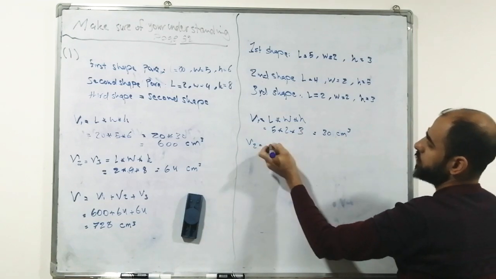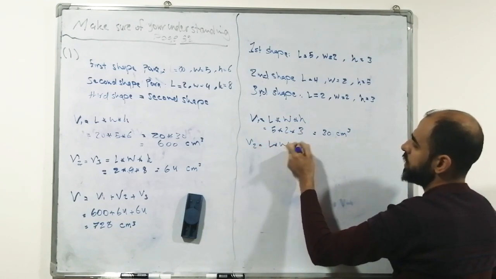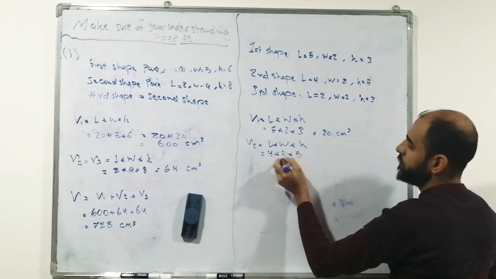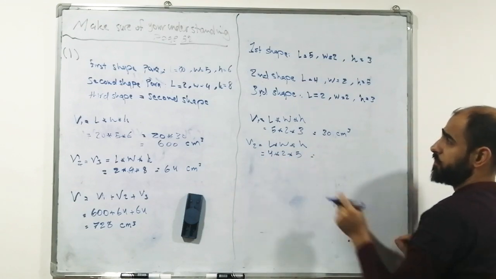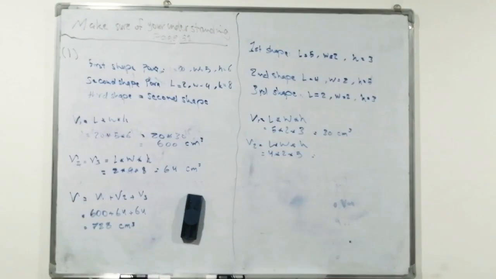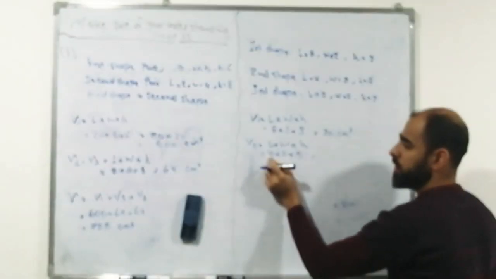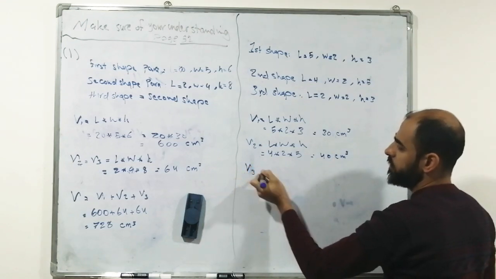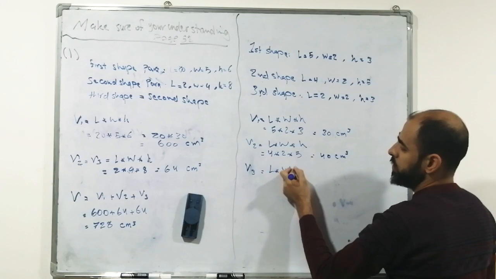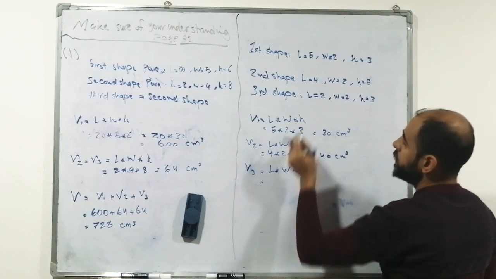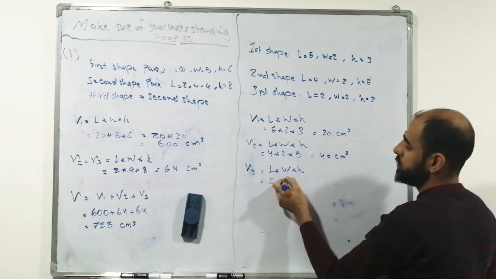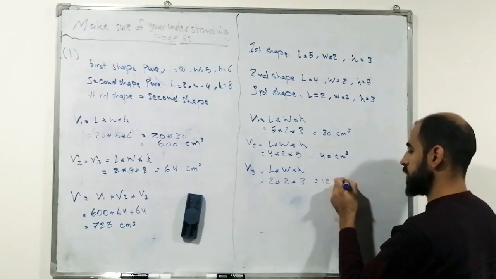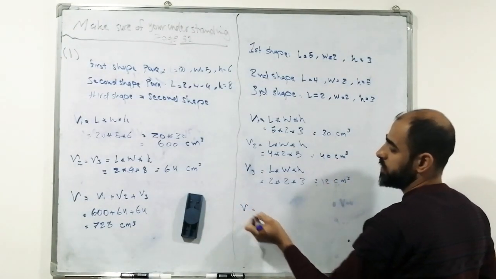The second shape, its volume is length by width by height: 4 by 2 by 5. Now 4 by 5 is 20, by 2 is 40 centimeter to the power 3, which is the volume of the second shape. The volume of the third shape is length by width by height. Length is 2, width is also 2, and the height is 3. 2 by 2 is 4, by 3 is 12 centimeter to the power 3, which is the volume of the third simple shape.